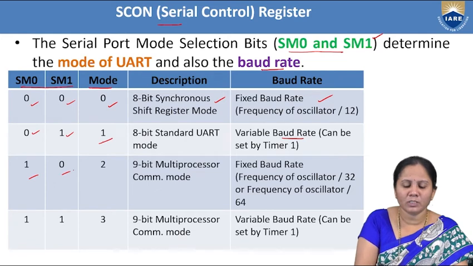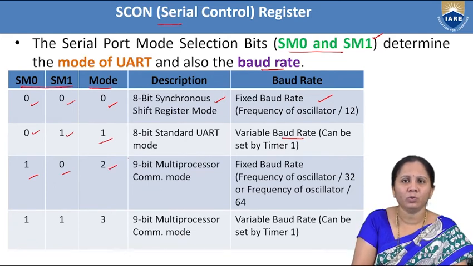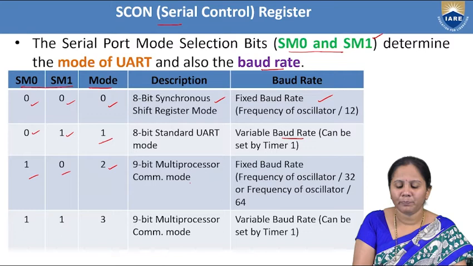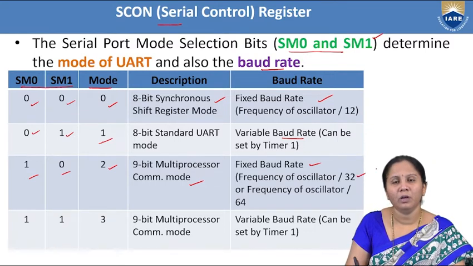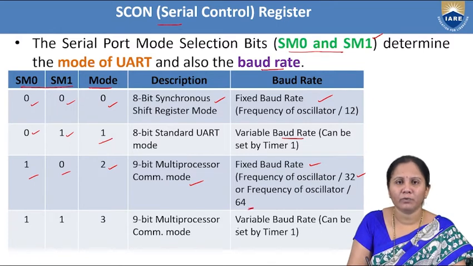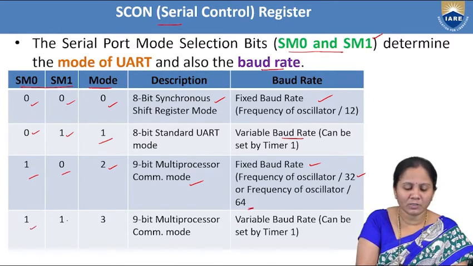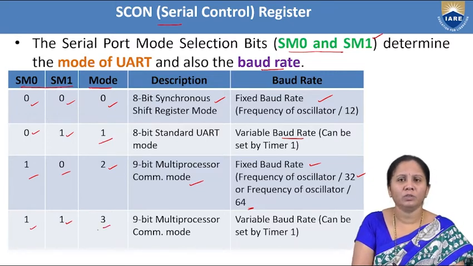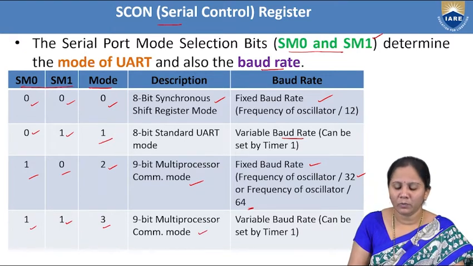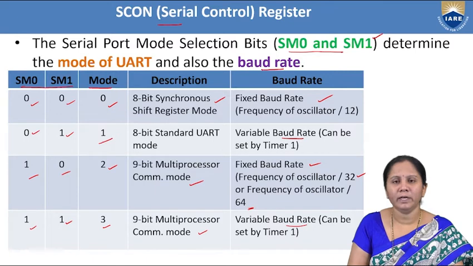If it is 10, it will be operating in mode 2, which is called 9-bit multiprocessor communication mode, with a fixed baud rate, where the oscillator frequency is scaled by 32 or by 64. If these two bits are 11, the serial port will be operating in mode 3, which is also 9-bit multiprocessor communication mode. It operates at a variable baud rate that can be set by timer 1.